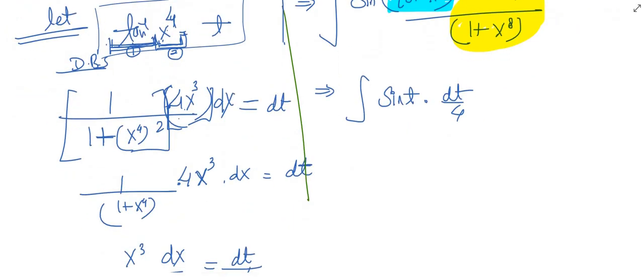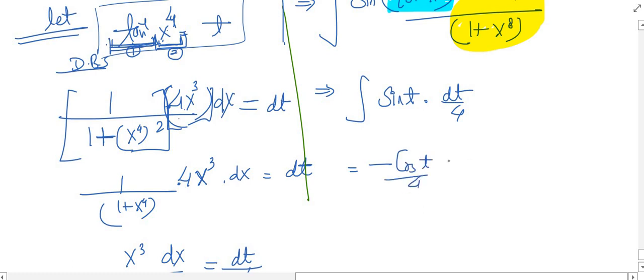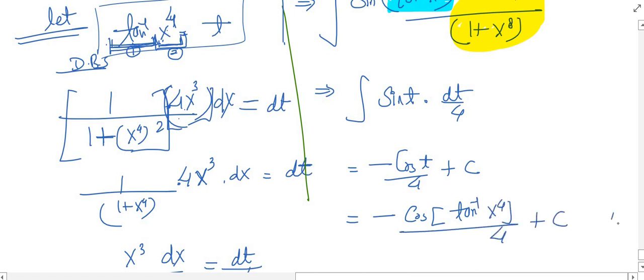So what we will get? Integration of sine is what? Integration of sine is minus of cos t by 4 plus c. And what was t? T was tan inverse of x raised to power 4, so minus cos of tan inverse of x raised to power 4, by 4 plus c. This is my answer. You have to practice it 2-3 times. Okay?